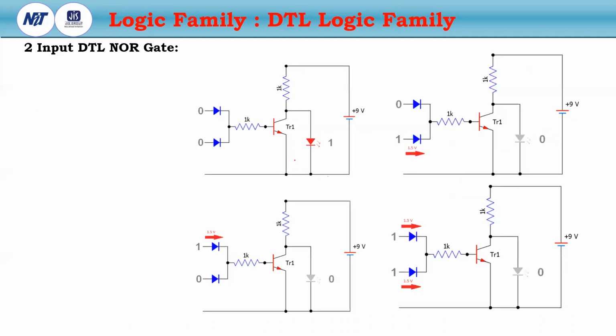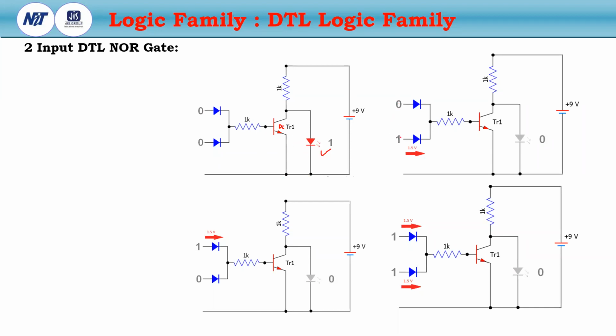For the NOR gate also, these two diodes, if this is 0,0, then what happens? Then they will be in reverse bias. If it is reverse biased, then there is no current, so there is no voltage drop here. So the transistor will be in cutoff. The output diode is forward biased, so this is on. So for 0,0, this will be on.